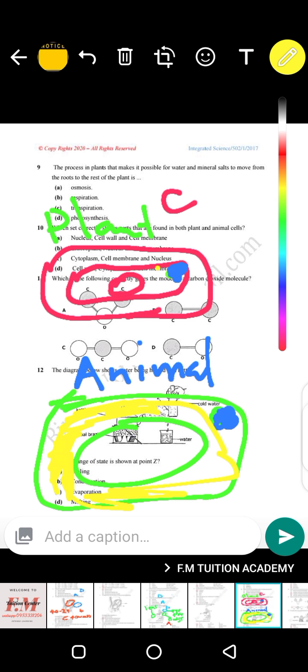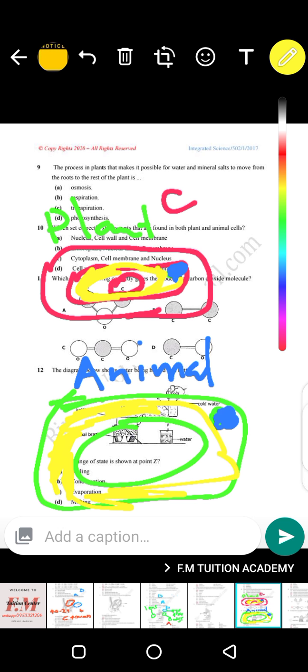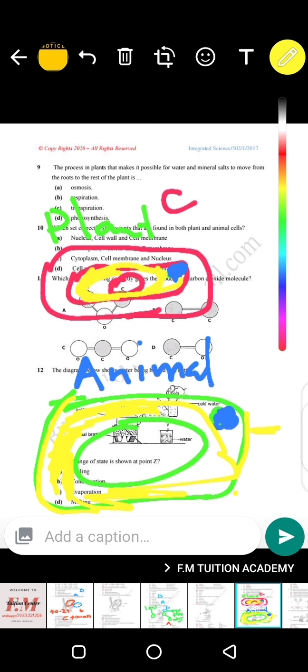Again, here it's inside. And then the outer part here is called the cell membrane. This outer part here is called the cell membrane, and the cell membrane is also here, this outer part.